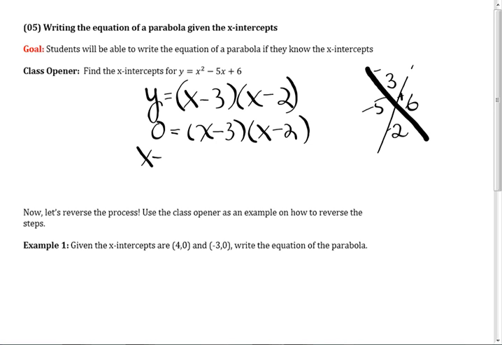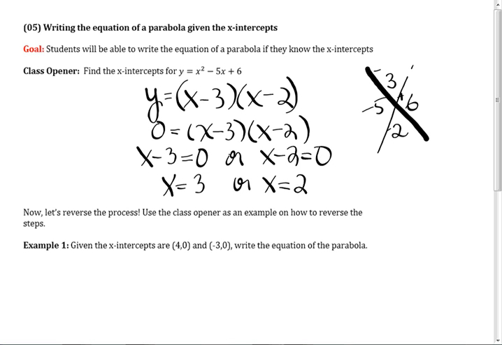It's x minus 3 equals 0, because what I'm going to do is reverse this process. Or x minus 2 is 0, because these are x-intercepts, and at x-intercepts the y value is 0. Solving these equations, you can solve by inspection, x equals 3 or x equals 2. I wanted all the steps there because if you read the next line, let's reverse the process.